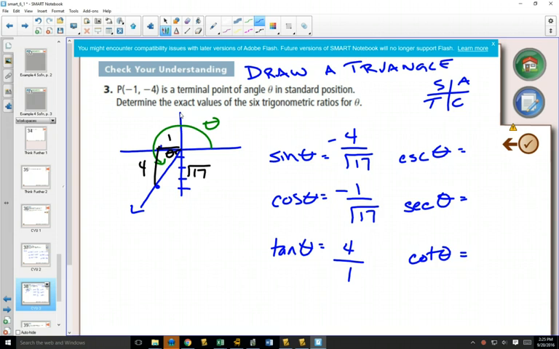But now, when I do the reciprocal, and a reciprocal is just flipping the fraction, we're going to get that cosecant is square root of 17 over negative 4. So notice that your answer is just the reciprocal. Your answer here, secant is square root of 17 over negative 1, and cotangent will be 1 over 4.